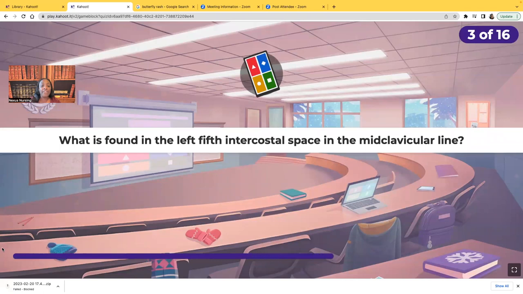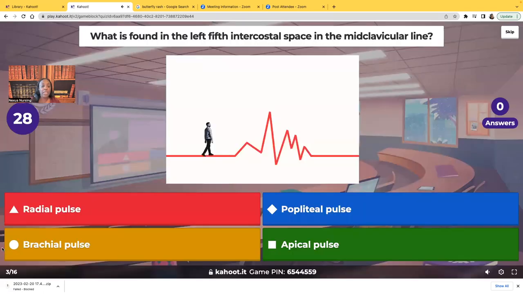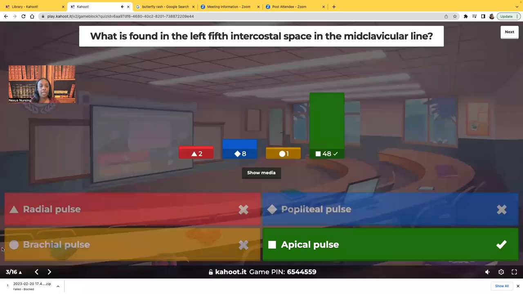What is found in the left fifth intercostal space, midclavicular line? Is it the radial pulse, the popliteal pulse, the brachial pulse, or the apical pulse? Very good. It's the apical pulse. Just like it says, if you go to that left intercostal space, right here between the bones, you go down five spaces to the midclavicular line, and you're going to get your apical pulse.